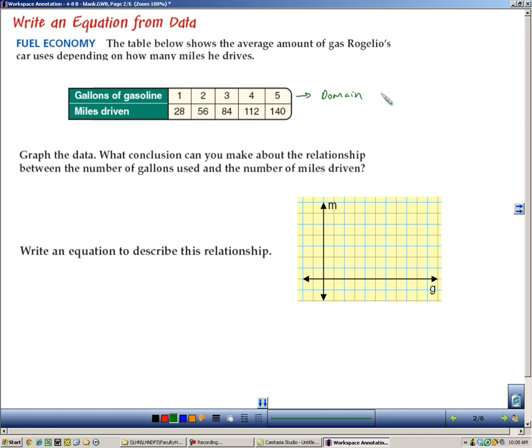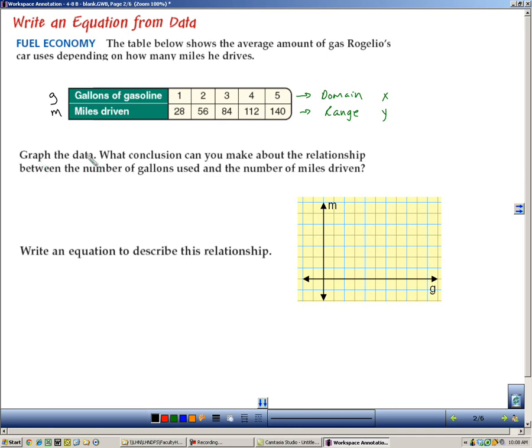Typically the domain values are represented by the letter X. Now in our example here we're talking about gasoline, so we're going to use a G. But understand that these are the domain values and they represent the same thing as X values. Likewise, the miles driven, those are my range values and they represent the Y's typically, but we're going to use the letter M because they stand for miles. So look at the table.